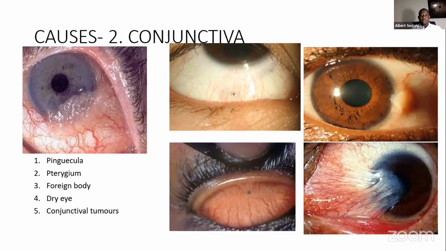Okay, somebody has a question. The person says, I had my pupil dilated for an exam, but after that, my eye has become blurred. Was that a reaction to the medication I used?